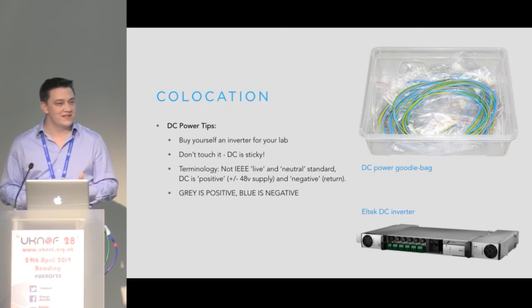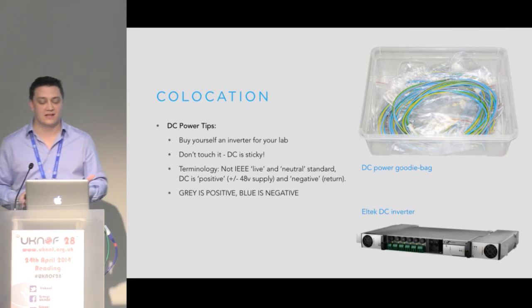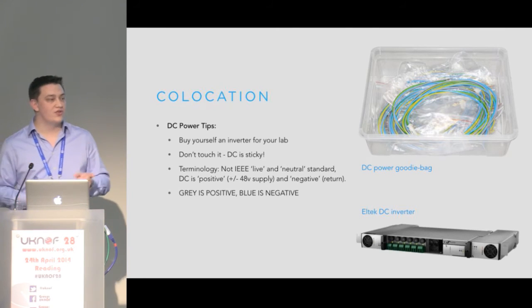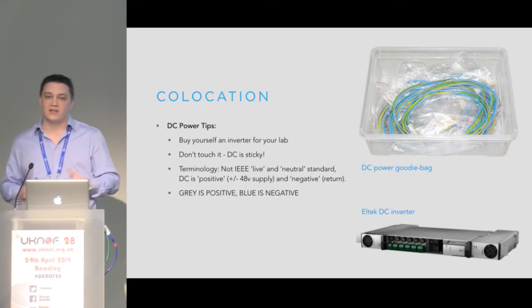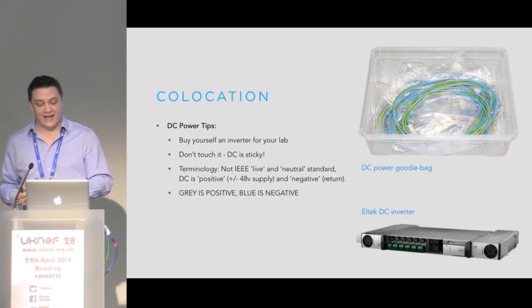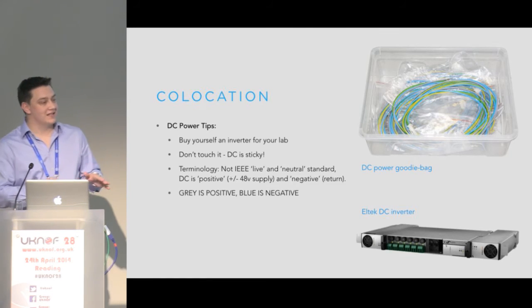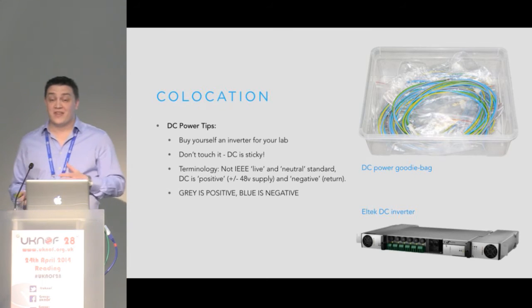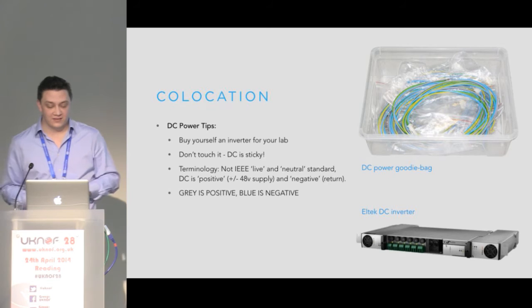The other thing that we found is that we wired up a few things wrong a few times, and it's worth remembering that they don't use live and neutral. I got a telling off from one of the guys in the office who's an electronic engineer who said, no, it's not live and neutral, it's positive and negative. Live and neutral is for AC, apparently, and positive and negative, even though it's actually a positive/negative 48-volt supply, is the terminology you use when dealing with DC, apparently.